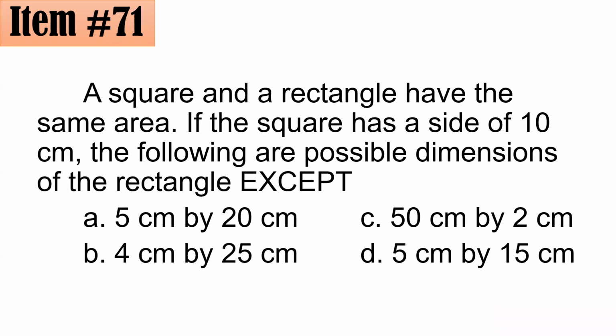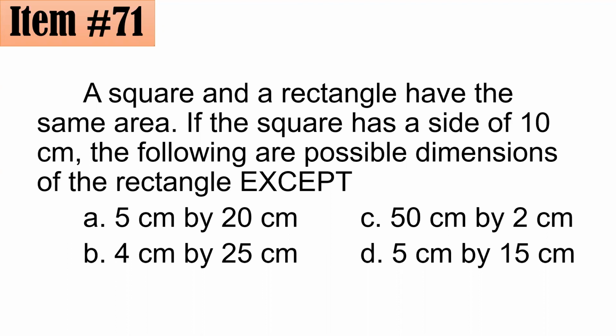71. A square and a rectangle have the same area. If the square has a side of 10 centimeters, the following are possible dimensions of the rectangle except, is it A, 5 by 20, B, 4 by 25, C, 50 by 2, or D, 5 by 15?